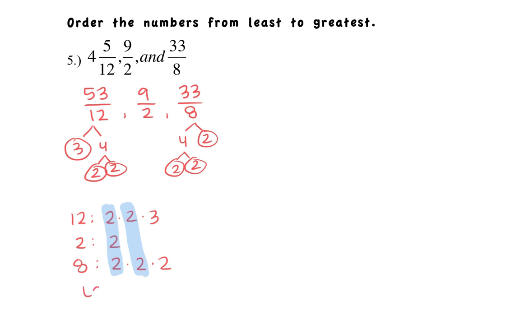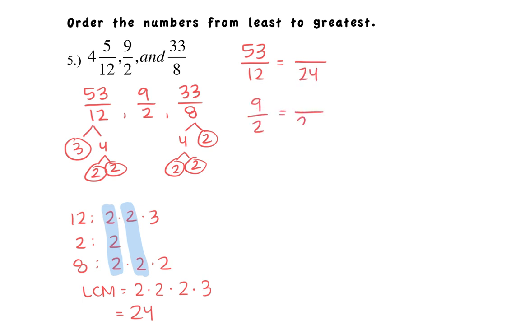So now for the LCM, I'm going to take what they have in common, which is a 2 and a 2, and then the leftovers, another 2 and a 3. And so I see that the LCM is 24. So then, just like I've done on these previous ones, I'm going to take all of these fractions, and I need to write equivalent fractions that have a denominator of 24 so that it's easier for me to compare.